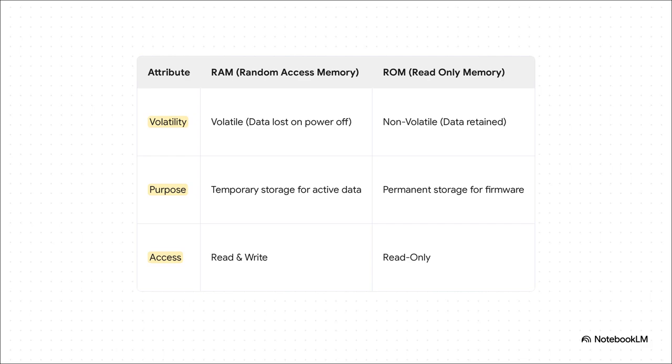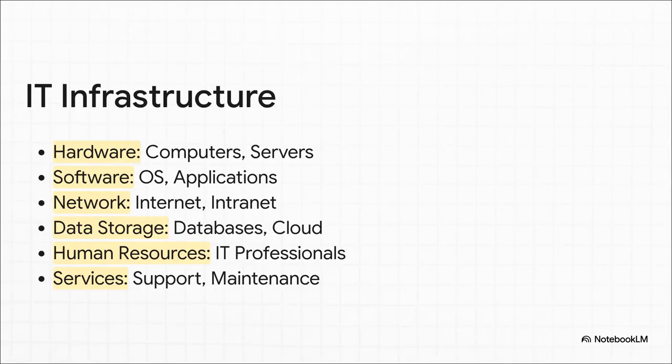It's non-volatile. So what's the whole shebang when it comes to IT infrastructure? What's everything that's included? It's way more than just the computers. Of course, you've got the obvious stuff: hardware, software, the network, and data storage. But here's the secret to a top-grade answer. Don't forget the other 2 parts. You've got to include the human resources, the actual IT professionals who make it all work, and the services, things like the help desk and maintenance. A real infrastructure covers the technology, the data, and the people.